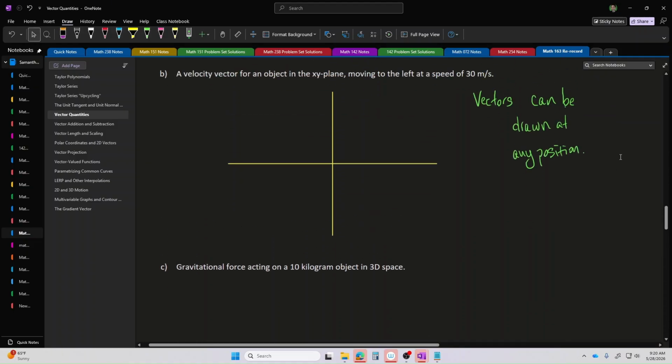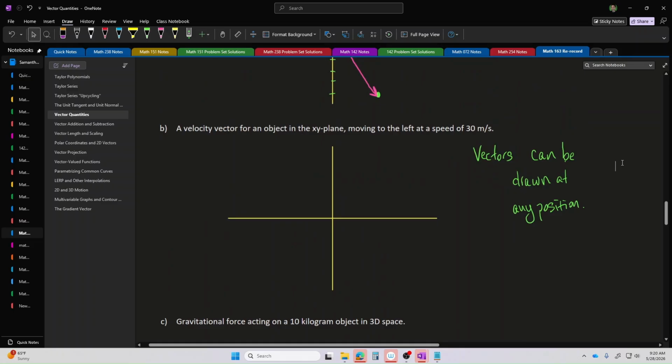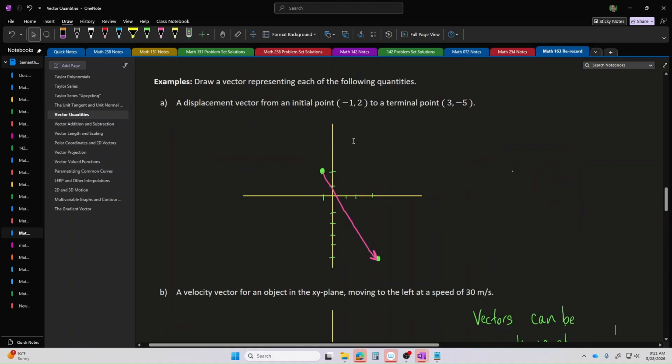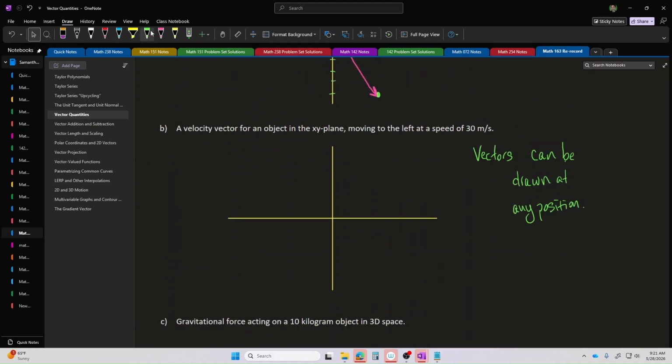Now, when we draw vectors, we can draw our vector at any position that is convenient. As long as the magnitude and the direction of the vector is correct, the location, the position of that vector doesn't matter at all. So it's common to draw vectors starting from the origin, unless you have some specific reason to draw the vector from some other starting location, like we did in this displacement example. Now, for this vector starting at the origin, I'm going to extend the vector to the left because I'm told that the object is moving to the left and velocity points in the direction that the object is moving.